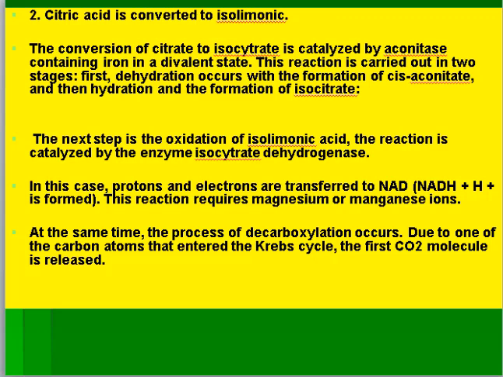The conversion of citrate to isocitrate is catalyzed by aconitase containing iron in the divalent state. This reaction is carried out in two stages. First, dehydration occurs with the formation of cis-aconitate, and then hydration and the formation of isocitrate. The next step is the oxidation of isocitric acid. The reaction is catalyzed by the enzyme isocitrate dehydrogenase. In this case, protons and electrons are transferred to NAD, forming NADH. This reaction requires magnesium or manganese ions. At the same time, decarboxylation occurs due to one of the carbon atoms that entered the Krebs cycle. The first carbon dioxide molecule is released.